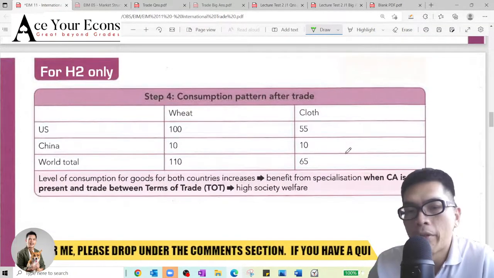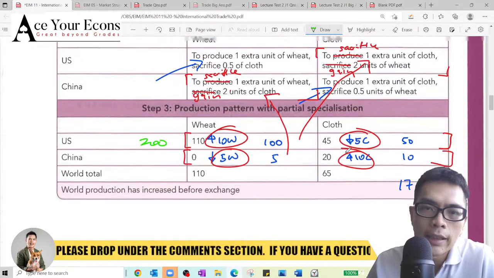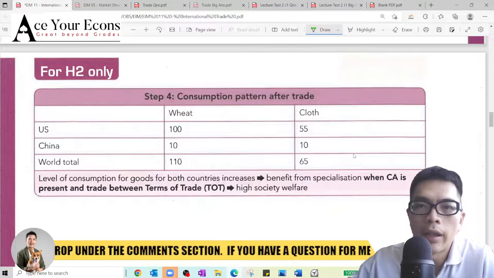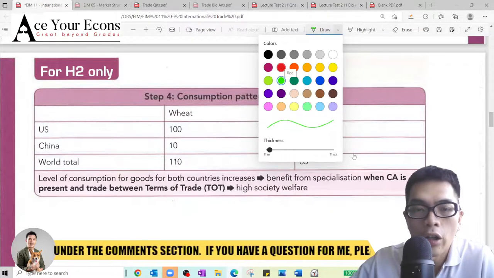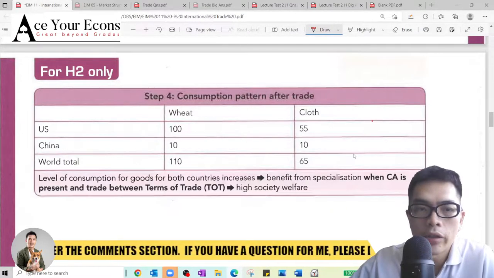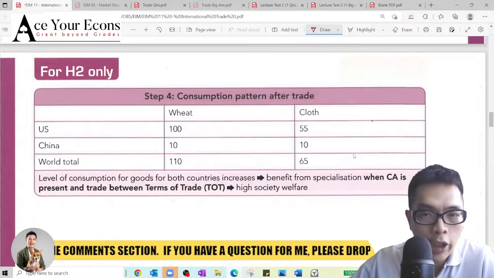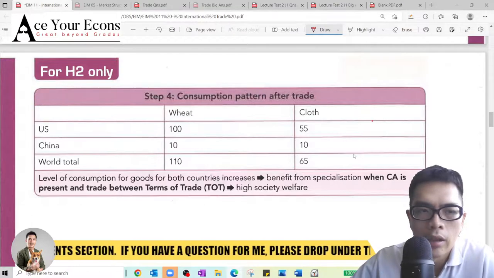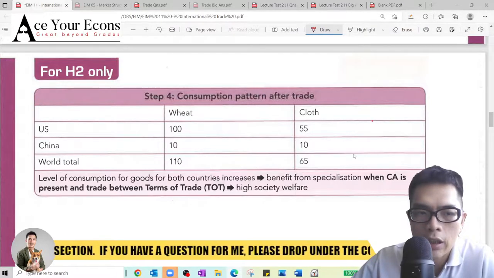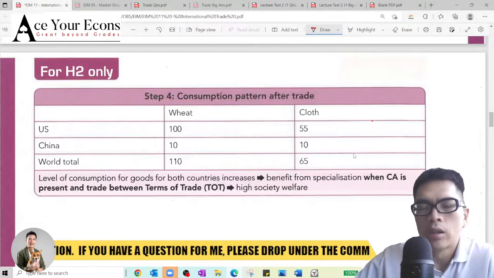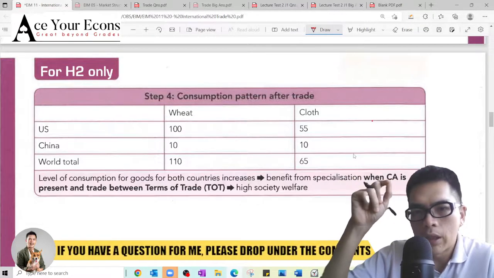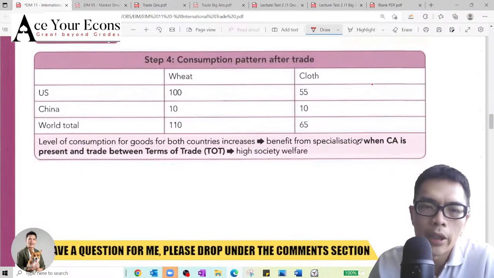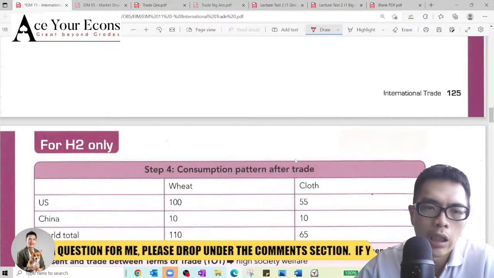For step number 4, you realize that step 3 and step 4 are related in the sense that there is exchange of cloth and wheat. So you can see that China is going to sell their excess cloth to the United States, and the US is going to sell their excess wheat to China. So, common mistakes in this particular illustration: terms of trade.